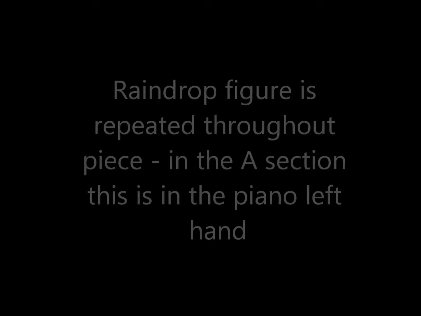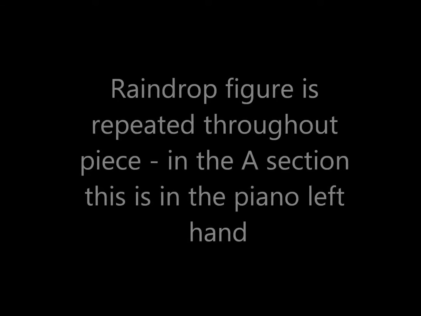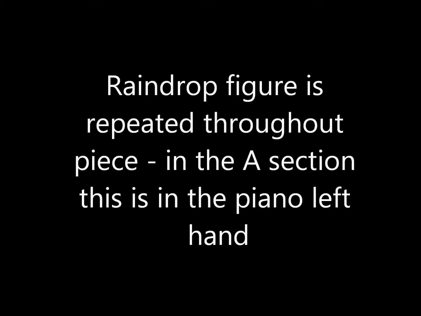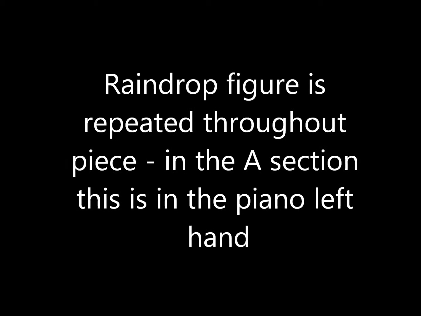It's called the Raindrop Prelude because of the repeated quaver A-flat in the left-hand part, which changes to a G sharp when the key changes to C sharp minor. This note is repeated throughout the whole of the piece.